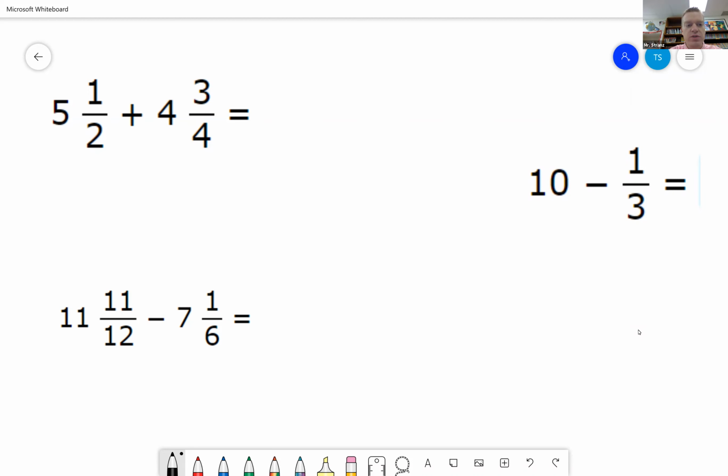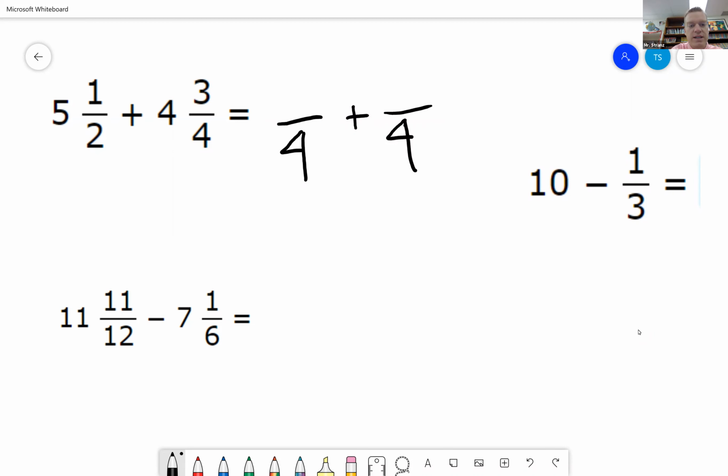Okay, so the first thing we need to do is find a common denominator between 2 and 4, the lowest common denominator preferably. Okay, so the lowest common denominator is going to be 4, right? So lowest is going to be 4. So I'm going to change both of my denominators to 4.